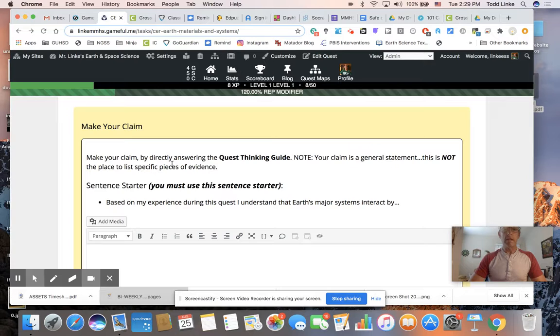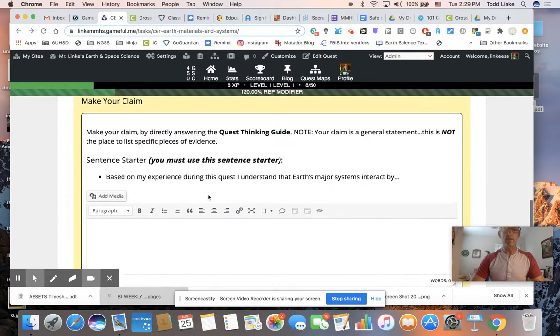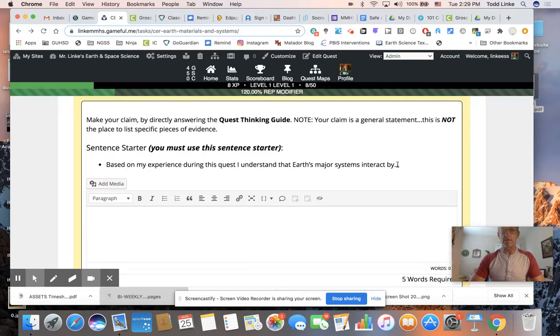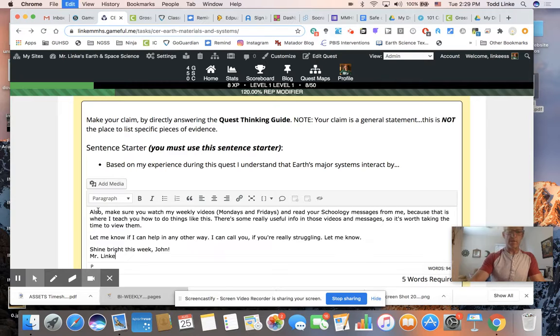All right, make your claim by directly answering the quest thinking guide. Note, your claim is a general statement. This is not the place to list specific pieces of evidence. You must use a sentence starter. There's only 1 sentence starter. This is it. I'm literally just going to copy it because I was just told by the directions that I have to use the sentence starter.